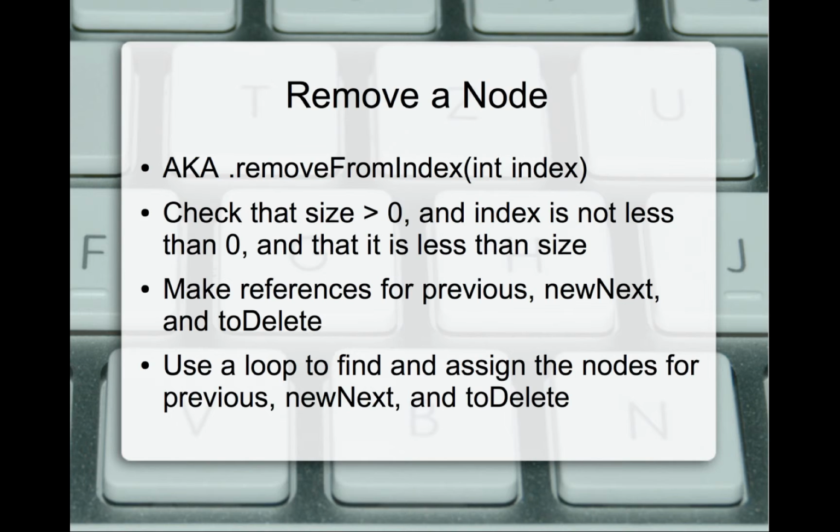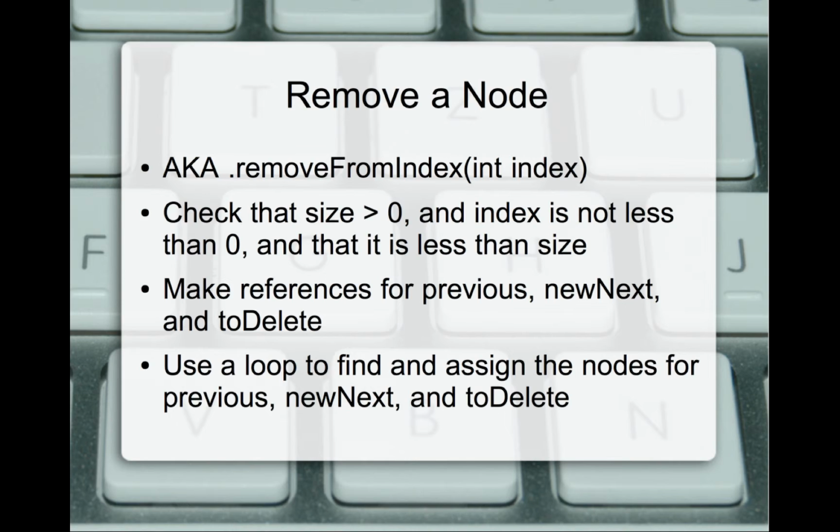Removing a node is a little bit more work. When we're removing a node, it's the same idea of removing from the index. We're passing it some index. However, we have to do a couple extra checks, because removing a node requires a little bit more information from us as the programmer. The first thing we have to do is check that the size of our list is greater than 0. You can't remove something if the list itself doesn't have anything, so we have to check that immediately. And we usually use an assert statement for that.